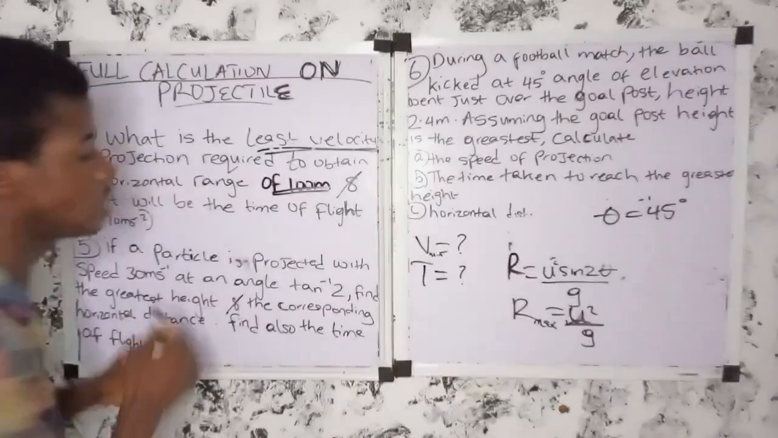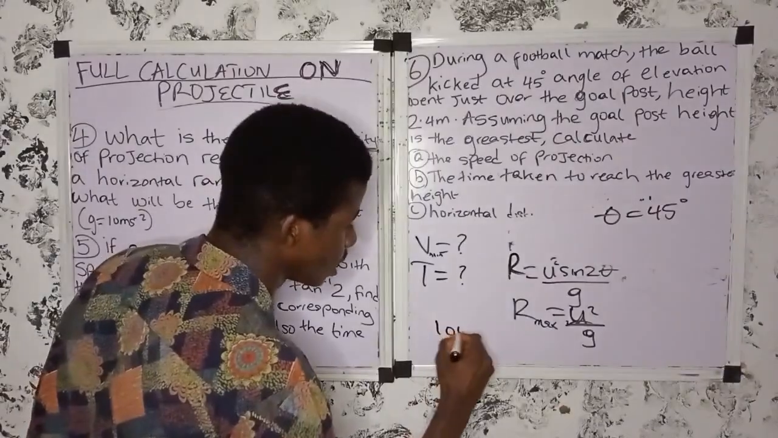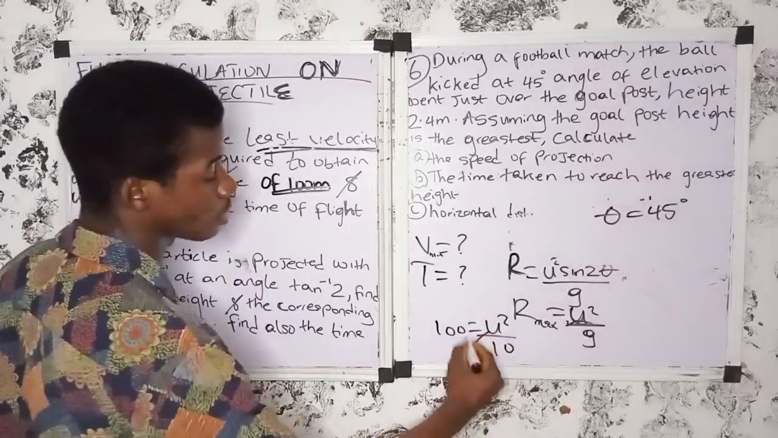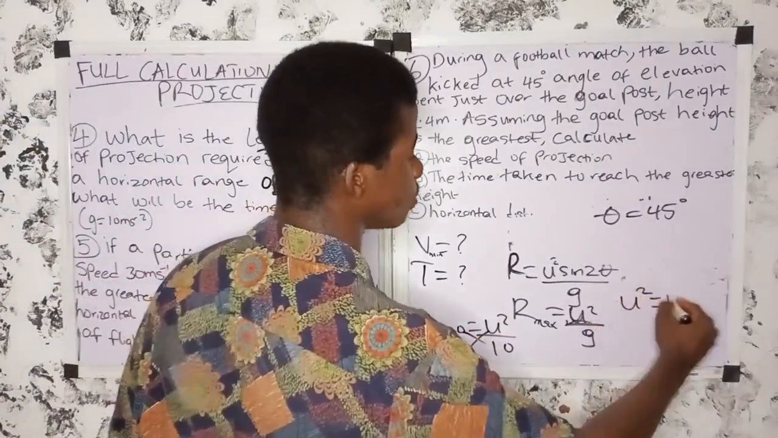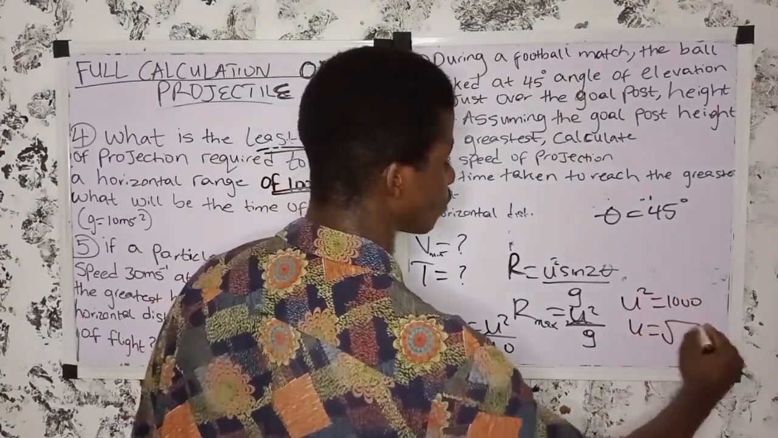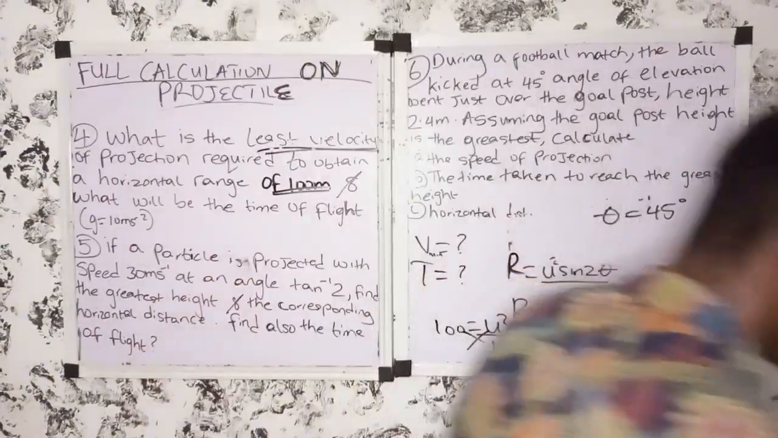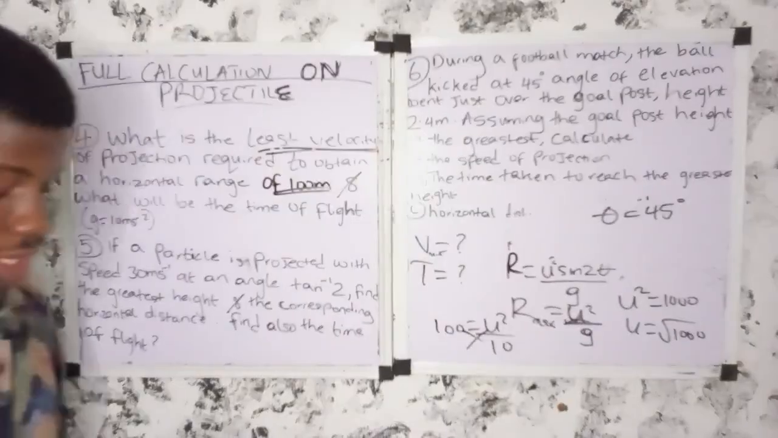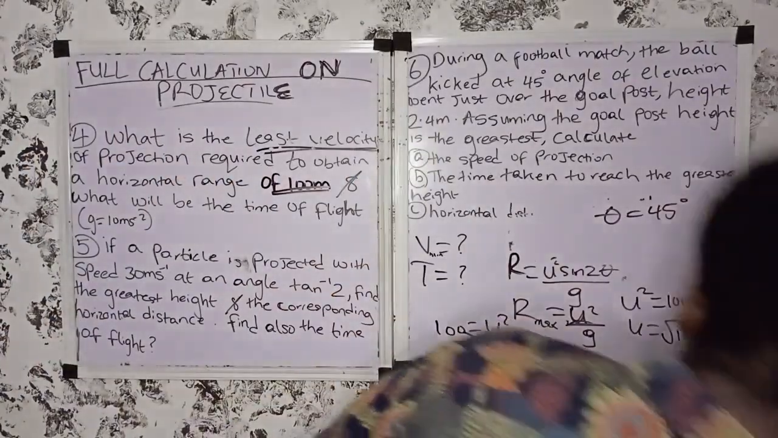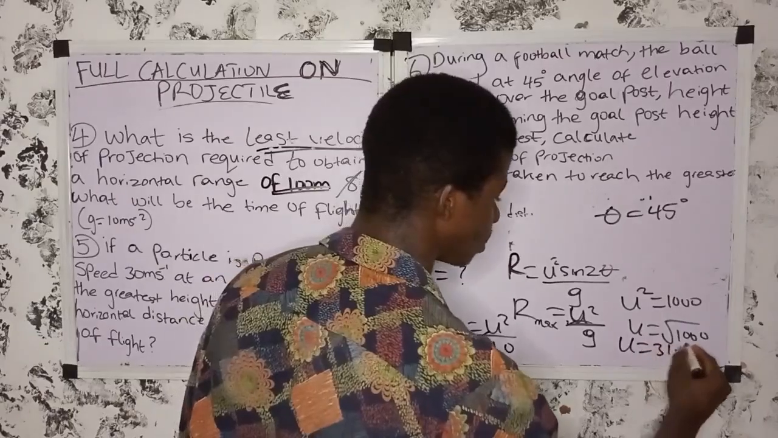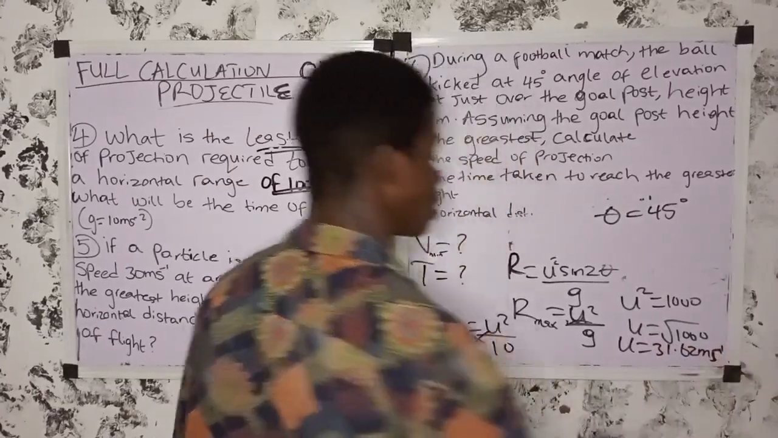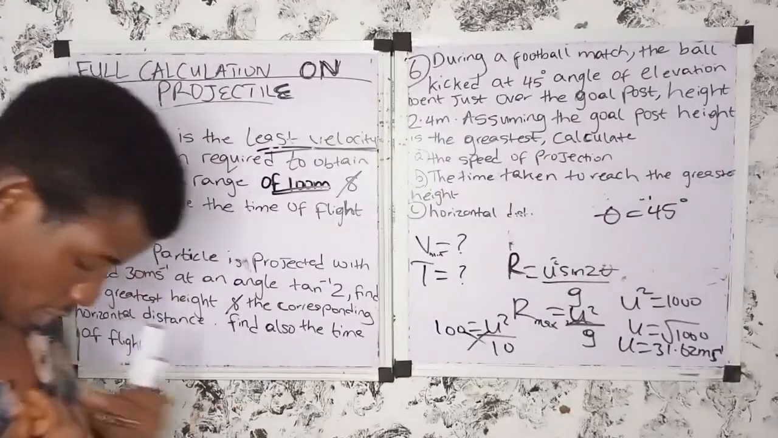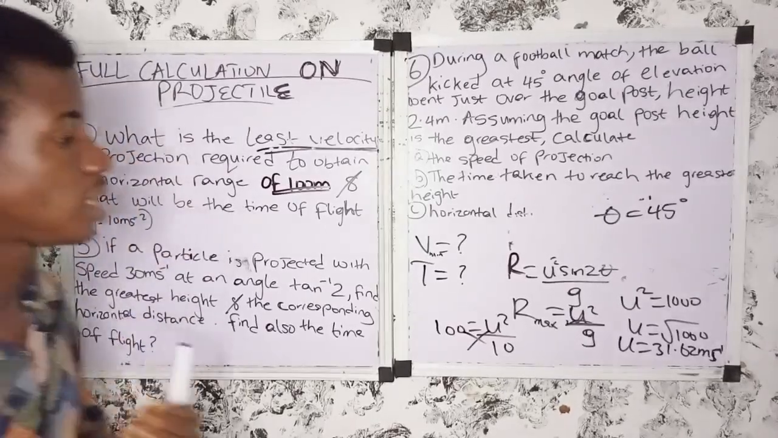So let's continue. The range is 100, right? So 100 equals u square, we are looking for u, divided by 10, right? If you cross multiply, u square will now be equal to 1000, right? So take the square root of 1000. The square root of 1000 is 31.62. So our velocity is 31.62 meters per second. This is our velocity. The least velocity is 31.62.